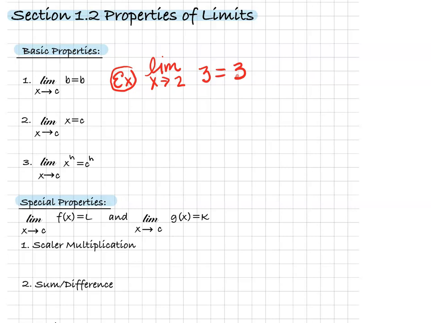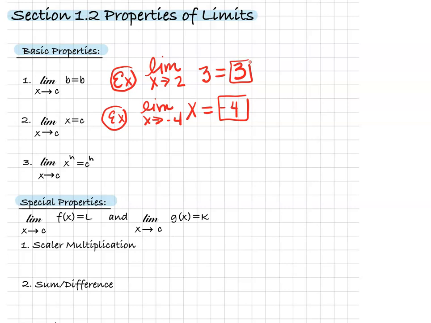Number 2, if I have the limit as x approaches c of x, that's going to be equal to c. And that goes back to our basics of just plugging it in. So say I had the limit as x approaches -4 of x. Well, that's just a linear function. So if I straight plug in, I get a value of -4. No big deal. Just some basics to get us going.